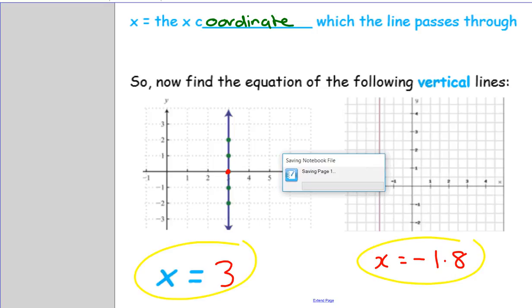So as we said, horizontal lines have equations that are just y equals the y-intercept, and vertical lines are just x equals the x-intercept, the x-coordinate that it goes through.